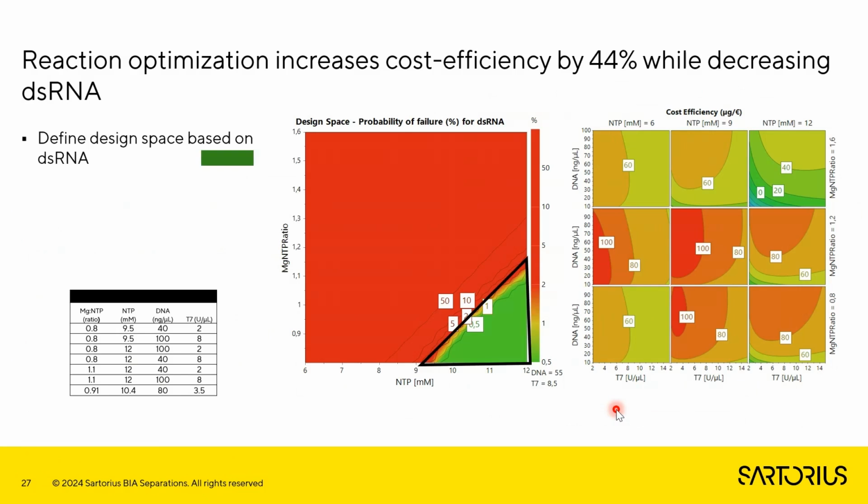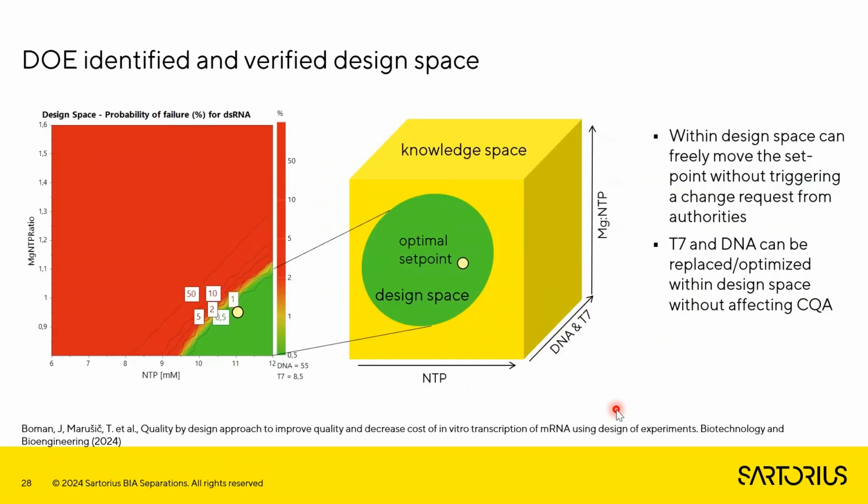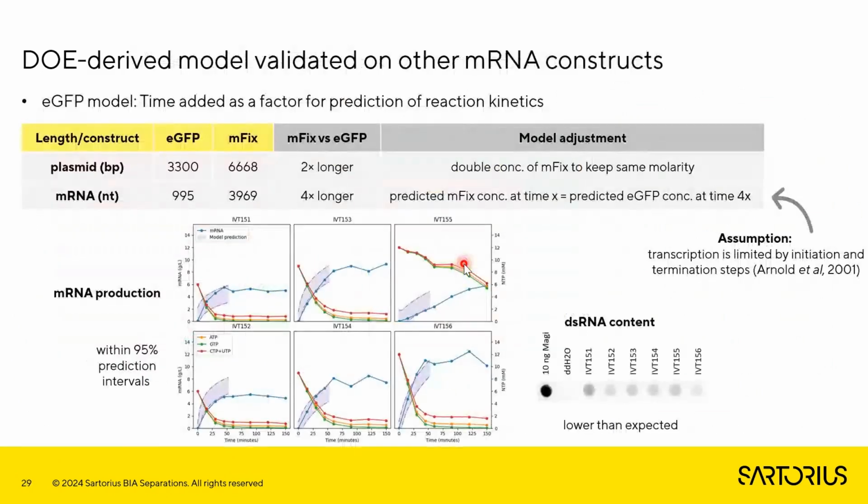We then validated this model. We didn't just leave it at the theoretical level, but we actually validated that the model works. We verified the predicted optimum, and we showed that the cost efficiency of our final optimum was actually about 40% less than the cost of the reaction before we started the optimization. And so this was our optimal set point, which we derived for our reaction design.